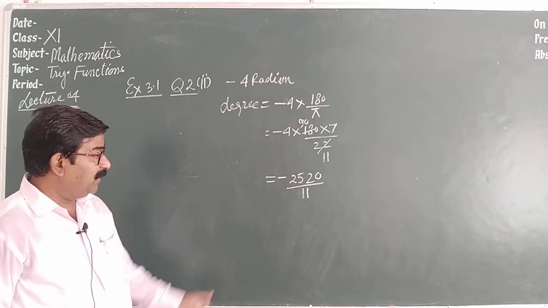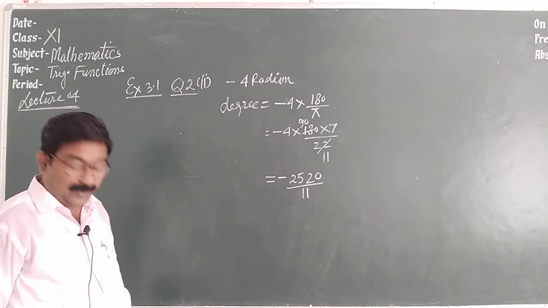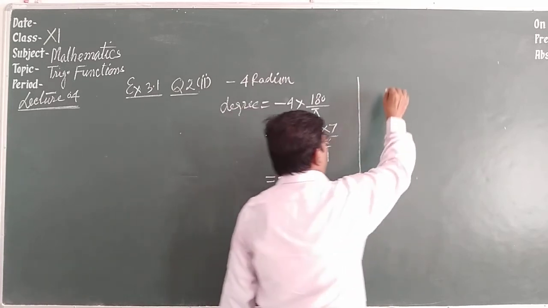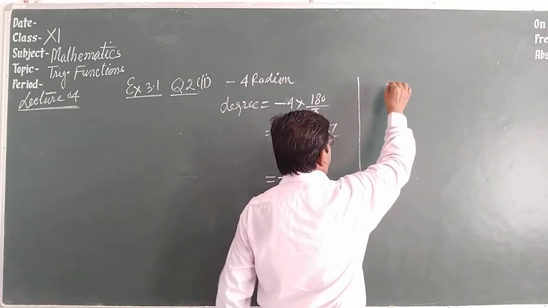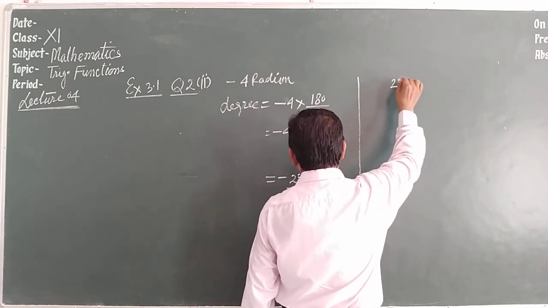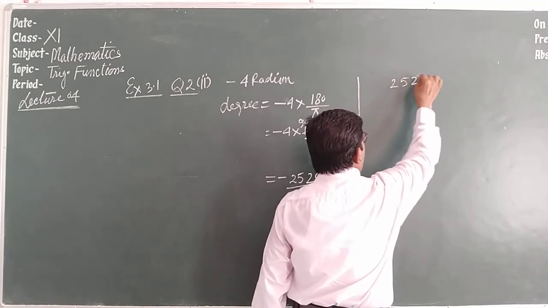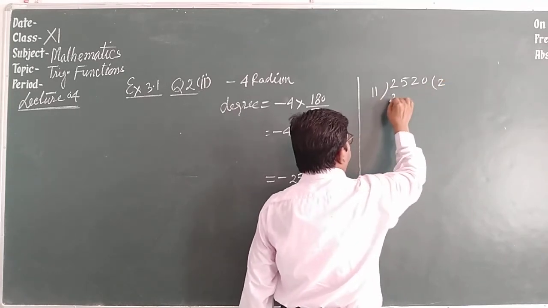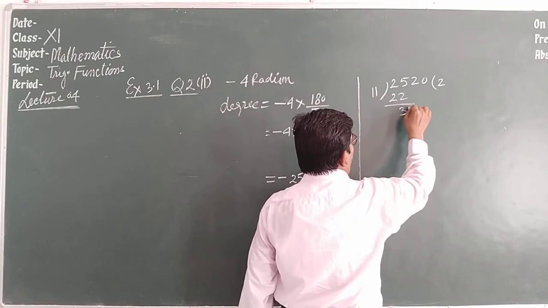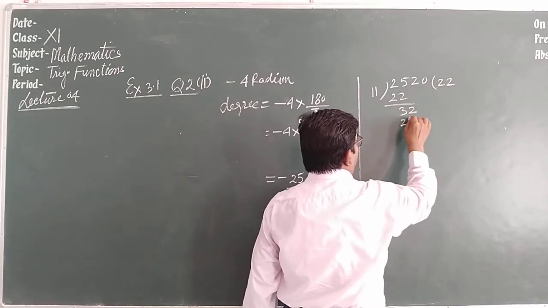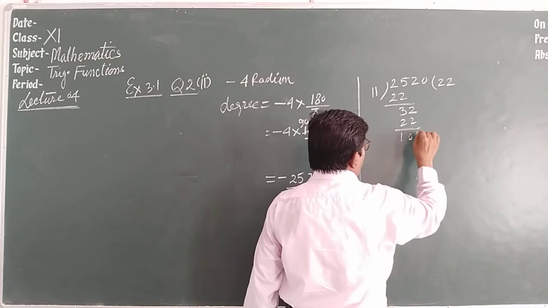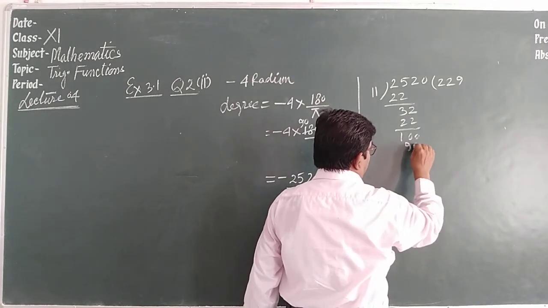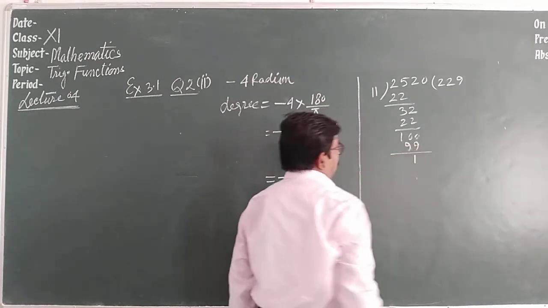Once again we have to divide this by 11. Got it? Let's see how to divide once more. Don't keep the minus sign. The minus sign will be written in the result. This is 2520 divided by 11. See, 11 2s are 22, taking 3, 32, 11 2s are 22, taking 10, this is 100, 11 9s are 99, we have 1.